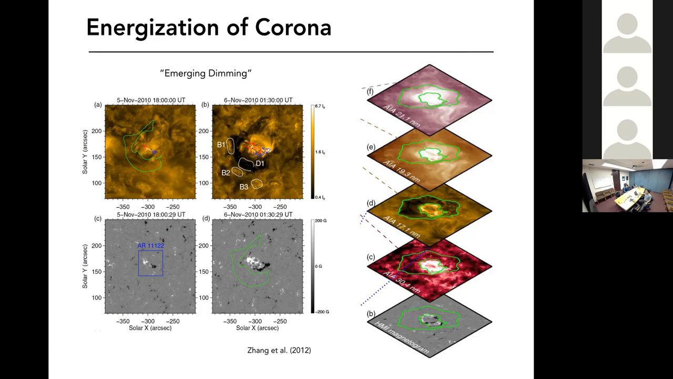So this is the origin of emerging dimming. I think it's a very nice example showing that, in today's world with all kinds of satellites, we really should gather as much evidence from different channels as possible to get a better picture of the whole thing. All right.